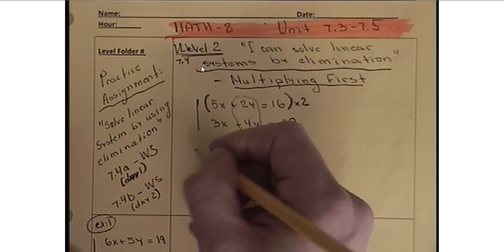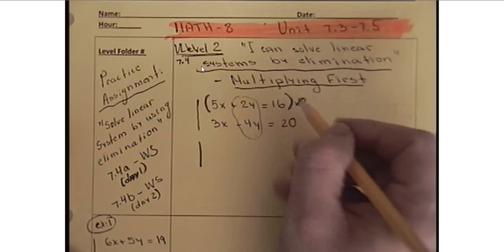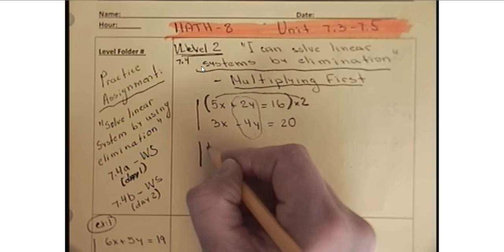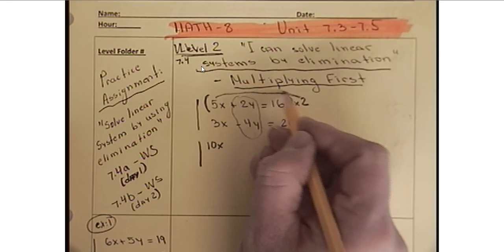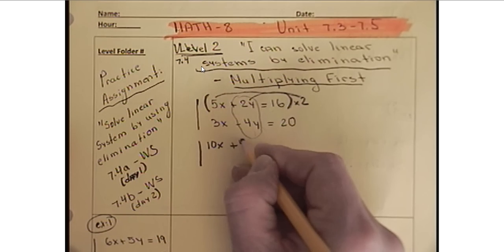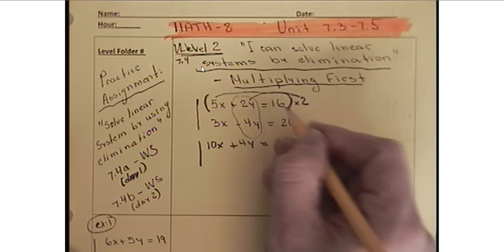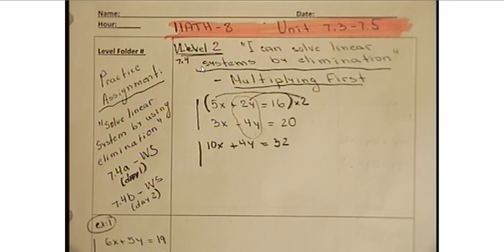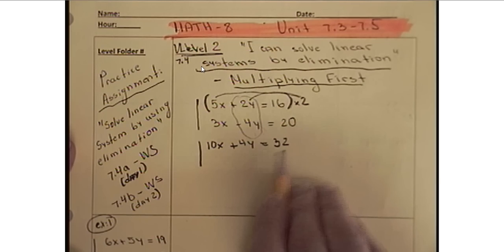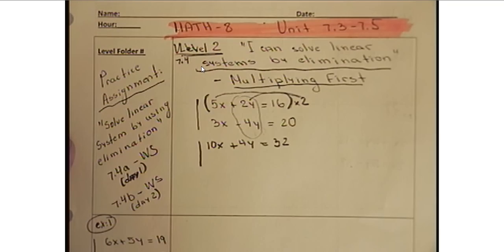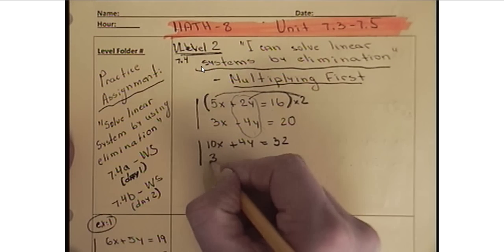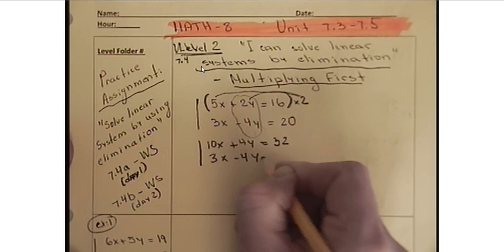So the new system is going to look like this. 2 times 5x will be 10x. 2 times 2y will be plus 4y equals 2 times 16 is 32. So that will be my top equation. The bottom equation stays the same, nothing changes. 3x minus 4y equals 20.